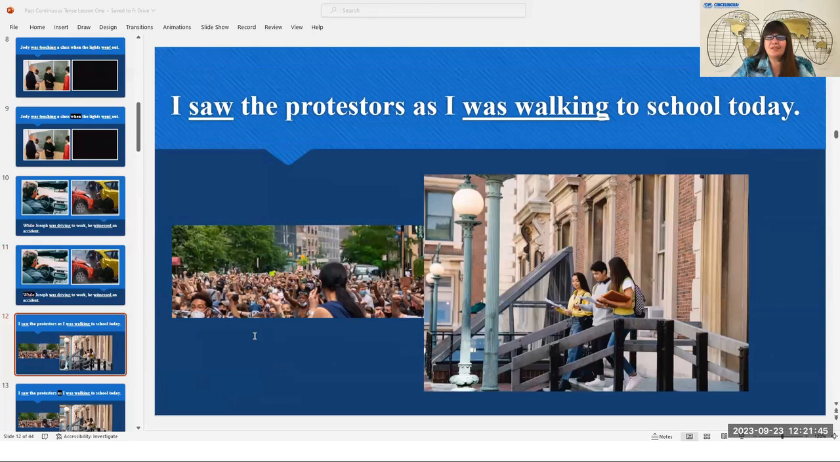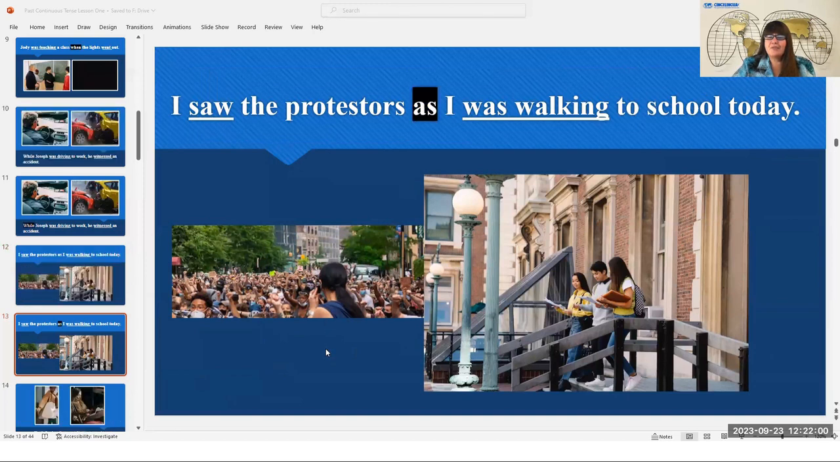I saw the protesters as I was walking to school. So leave the house, walking to school, and then boom, I see the protesters. So this is an example with as.